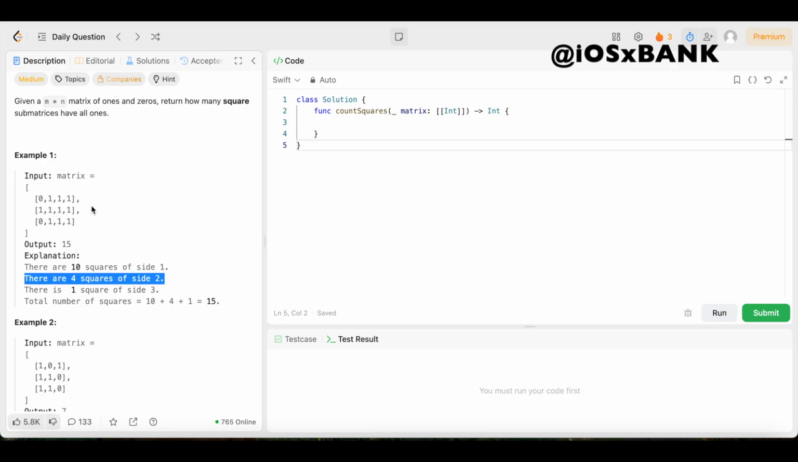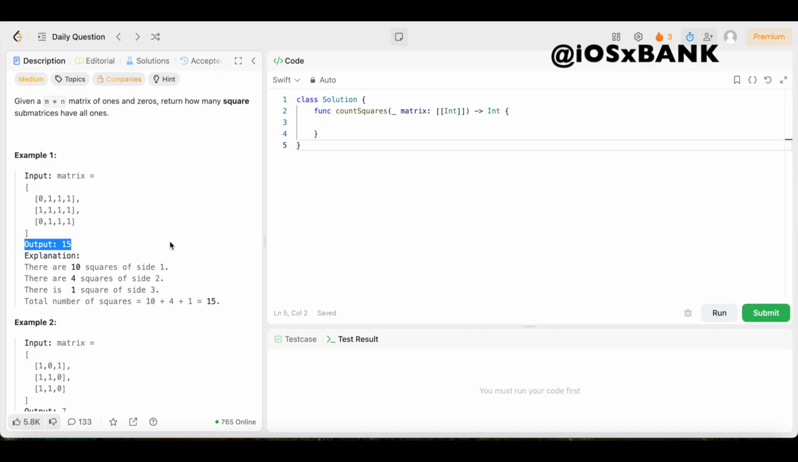That's a 4. Then we have one square of side 3, meaning there are 3 ones on each side. So this right here would be one whole square. Boom, this would be the bottom, this would be the middle, this would be the top of the square, and each side has 3. So there's only one square where each side has 3, and that's this square right here. Boom. So all together, when we add those all together, 10 plus 4 plus 1, that gives us 15.